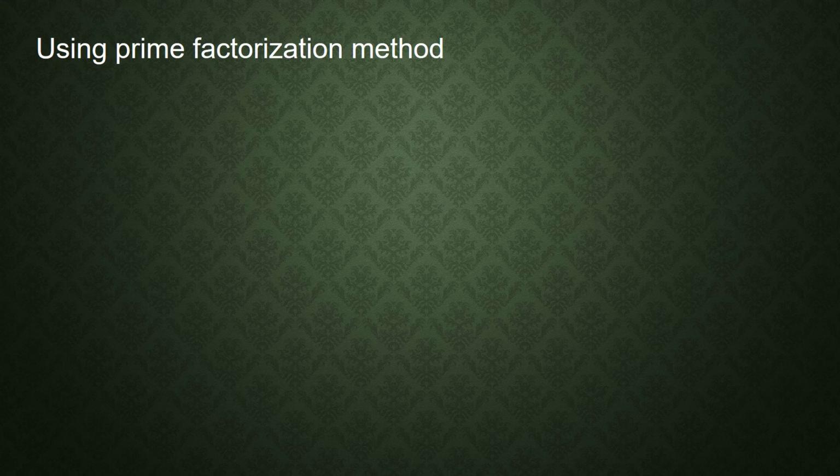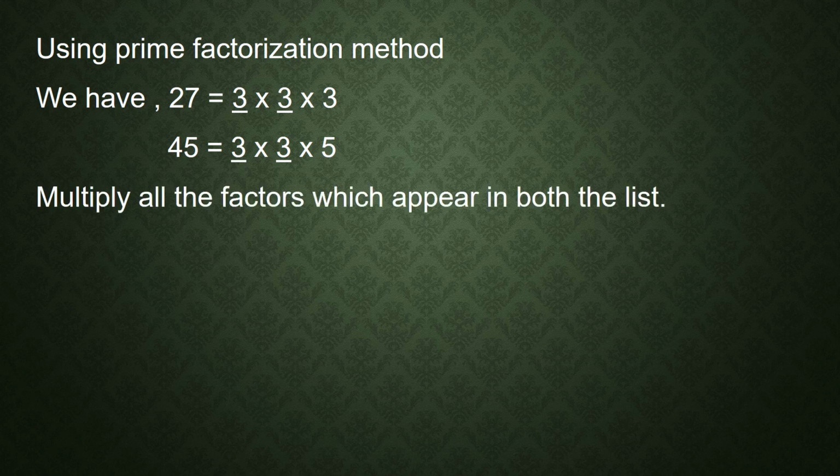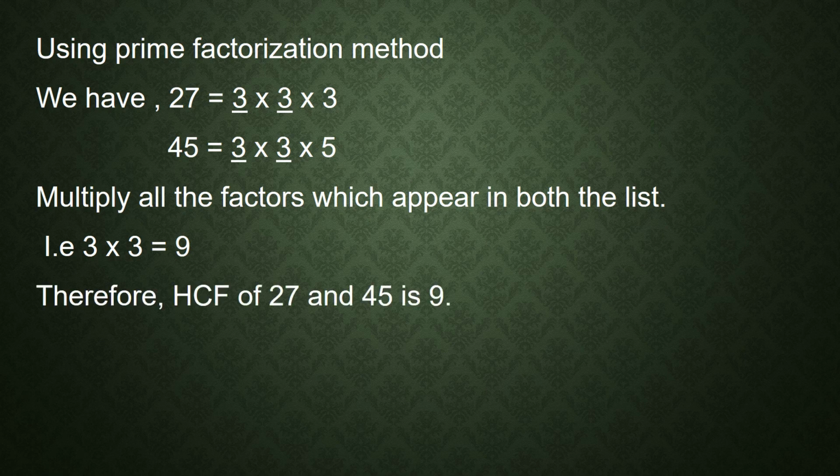Using prime factorization method, we have 27 is equal to 3 into 3 into 3 and 45 is equal to 3 into 3 into 5. So 3 appears 2 times in both the lists. Multiply all the factors which appear in both the lists. That is 3 into 3, which is equal to 9. Therefore, HCF of 27 and 45 is 9.